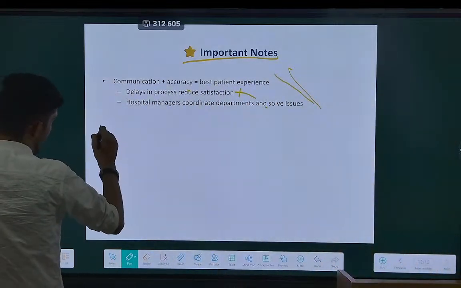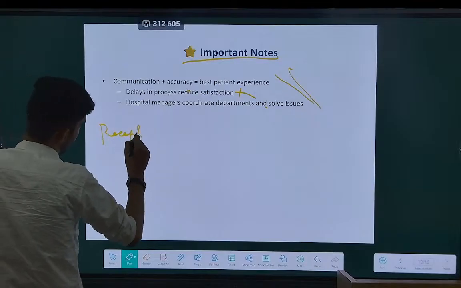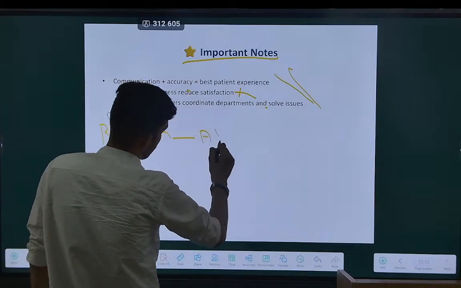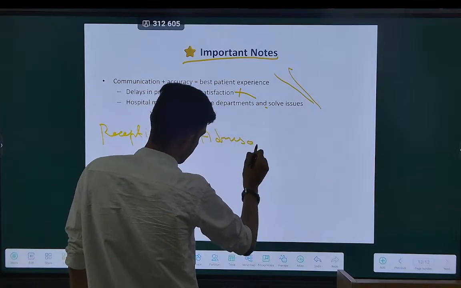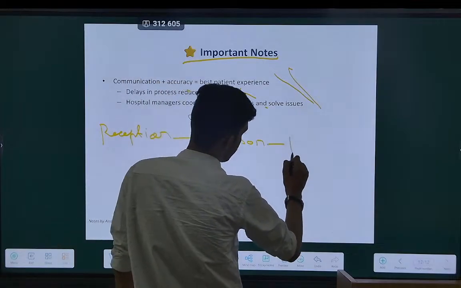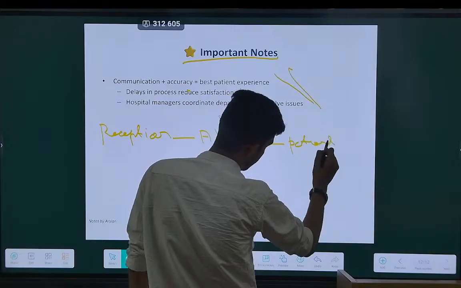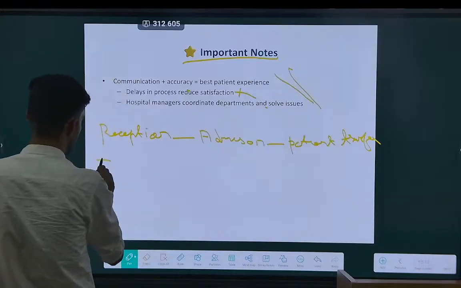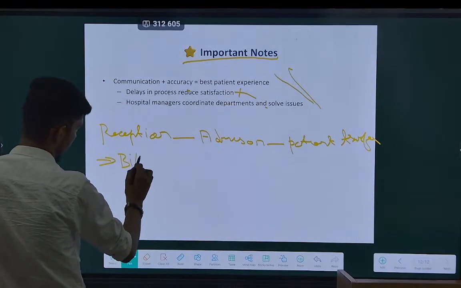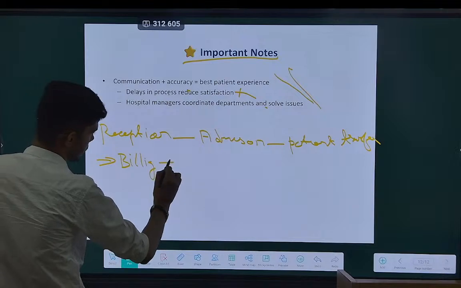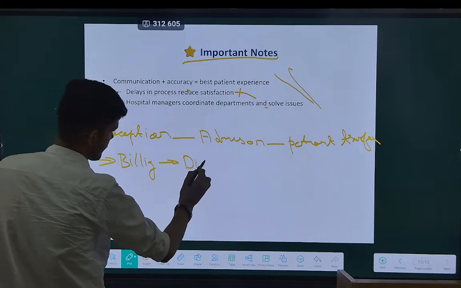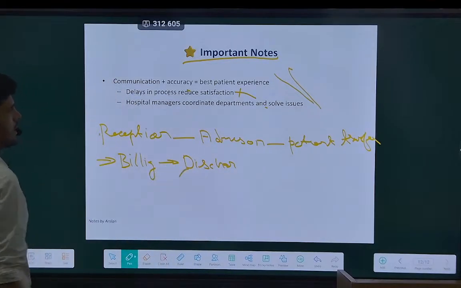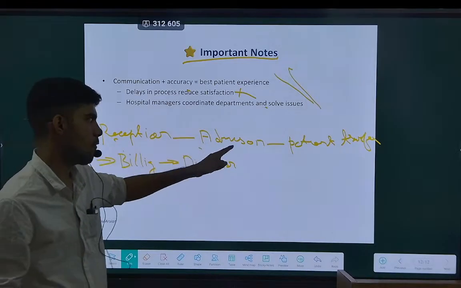Like the very first department was reception. Then from there we go on to admission. Then there was patient transfer. From patient transfer to billing, to discharge. So from the start point to the end point, there are many departments of operation.